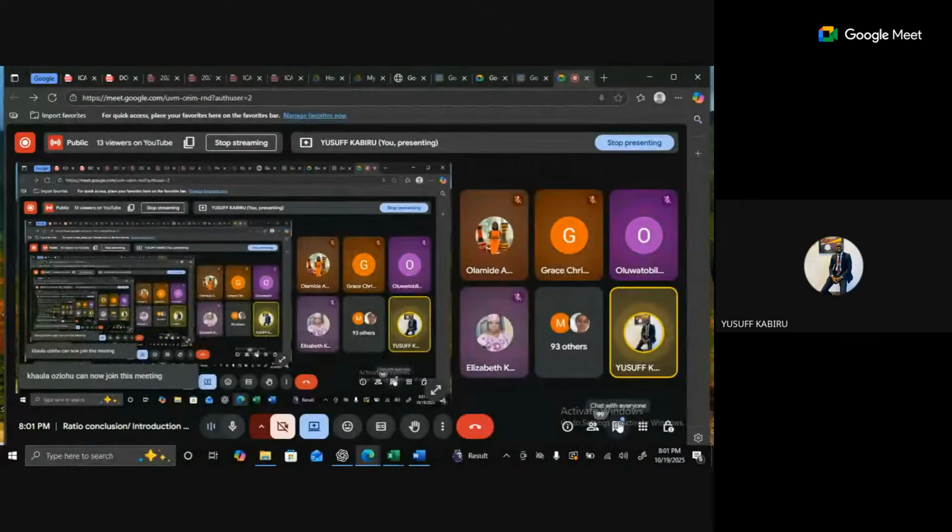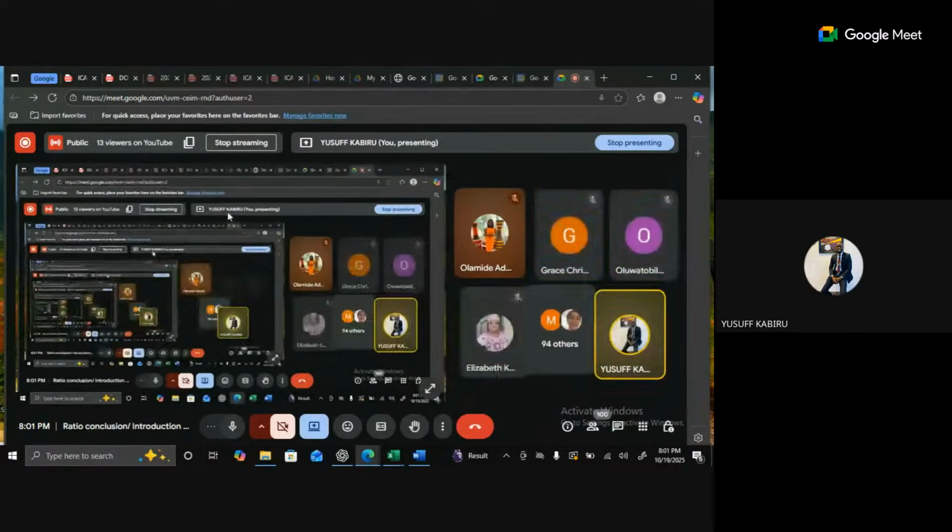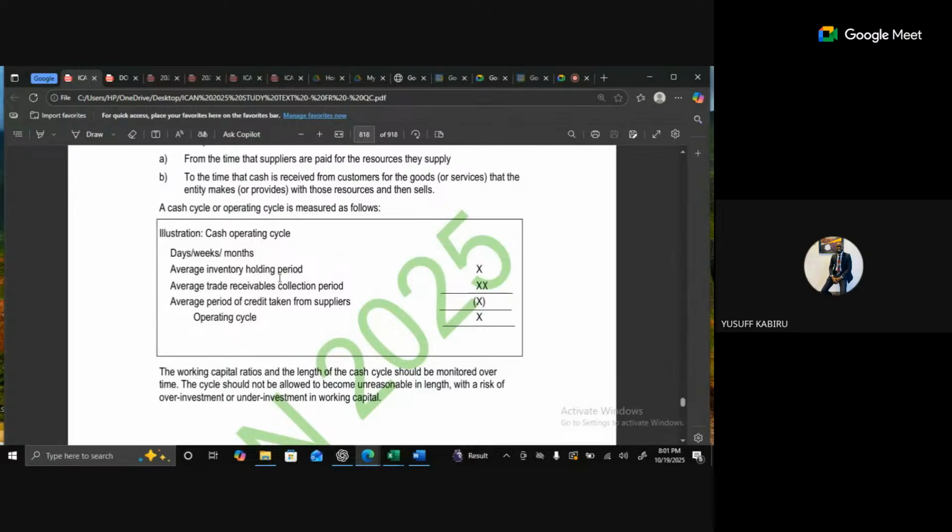So I saw a question in the chat box asking how they would be able to understand or calculate the over or under investment. The answer I gave is that before they ask you to test you on this under or over investment in working capital, they will provide you with information to say that the working capital cycle in the previous year, or the industry standard working capital cycle, is this number of days. Then you calculate your own cash cycle or working capital cycle using this formula. Whatever you have as your operating cycle is what you compare with the information you were provided with.